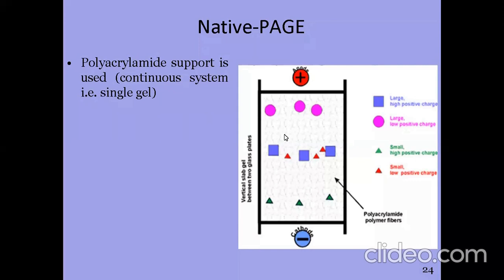But this will be different from this one. This will move faster because of the small size. Similarly, this is large in size with high positive charge, so this will move slower, while the others move faster due to the charge. The proteins will be resolved from each other.